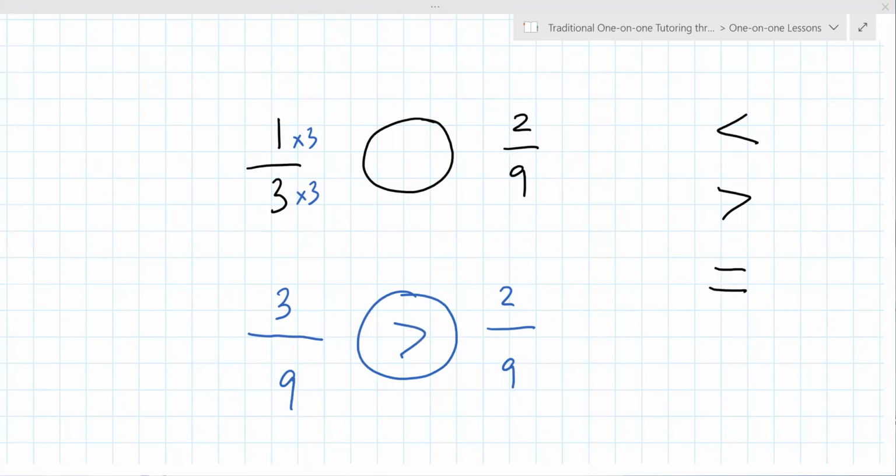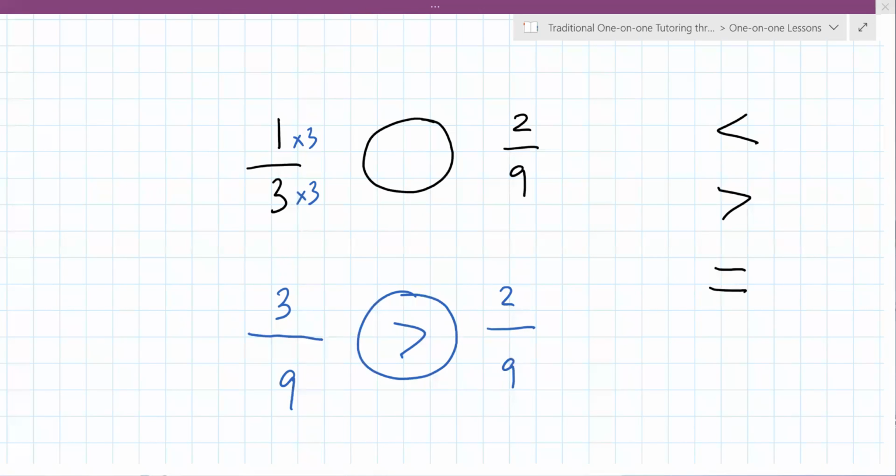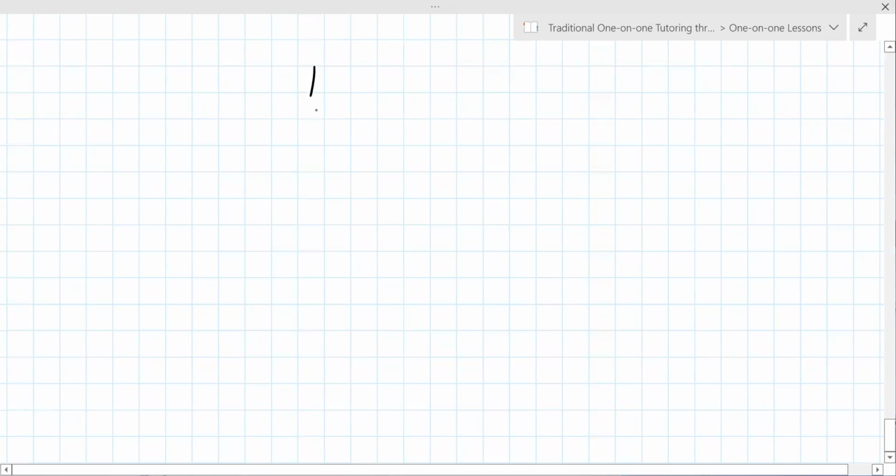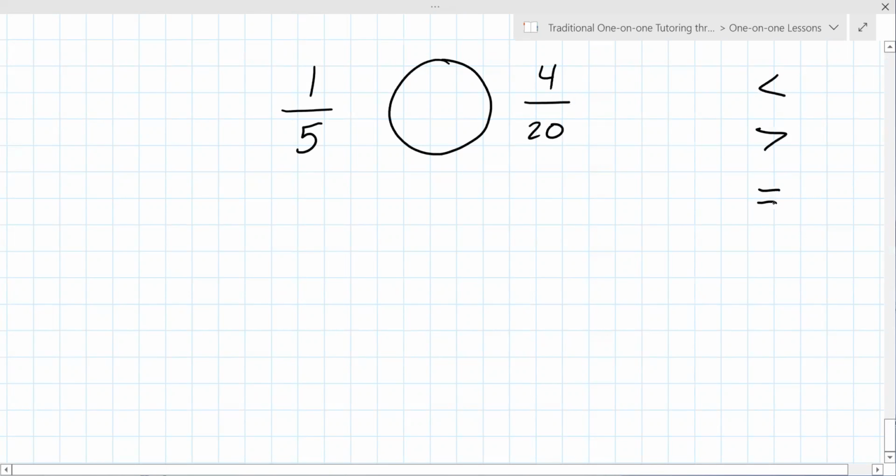Okay, so that's great. Let's take a look here. See if we can find some. Okay, I'll just make one up here. Okay, so again, I want to know what symbol goes in here.